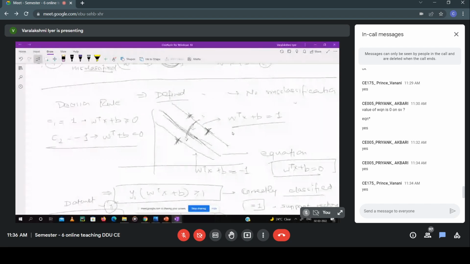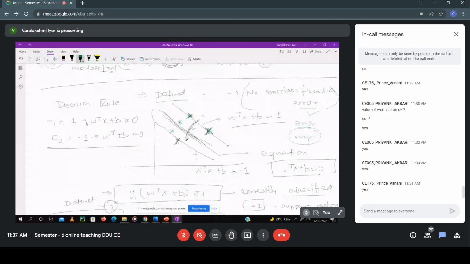That is, no points on this side of the plane are allowed to be placed over here, or no points on this side. Suppose these are the points on the positive side. Then none of the points can be placed over here or over here. So this is hard margin, where no misclassification error will be considered while calculating the margin.